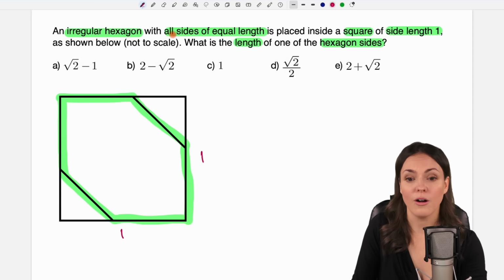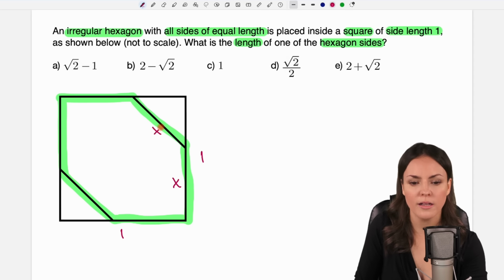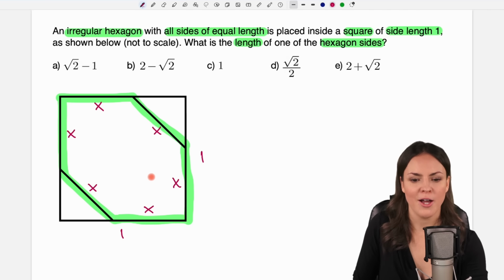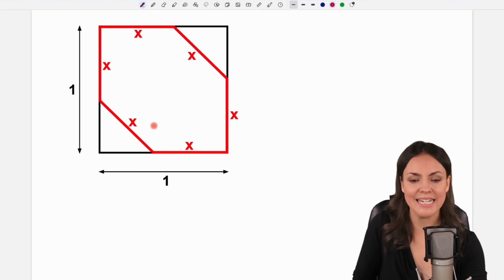We get the information that all sides are of equal length, and we have to find the length of one of these sides. So I call the length of one of the hexagon sides x, and then we have x here as well, because all sides of our hexagon are of equal length. It is an irregular hexagon, so not all angles have to be the same size, which is okay. It's not the case here, but they told us that it is an irregular one.